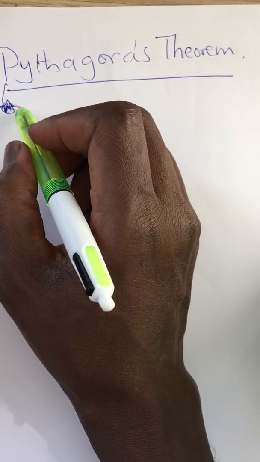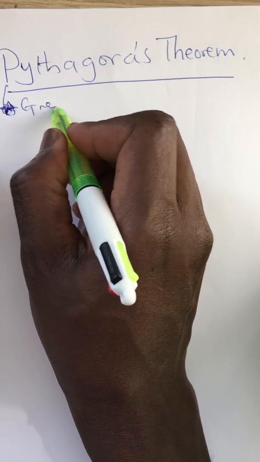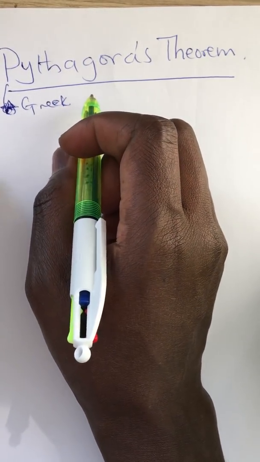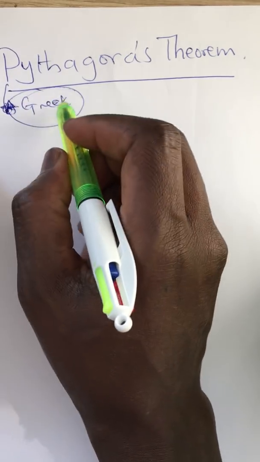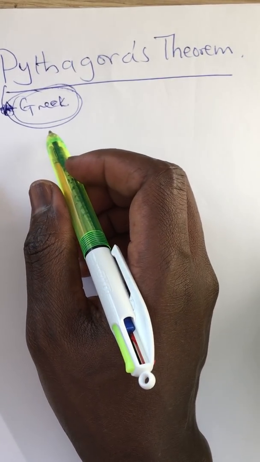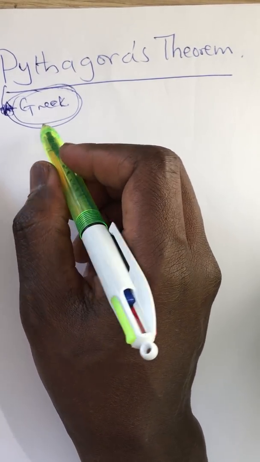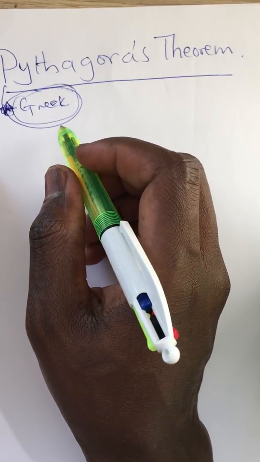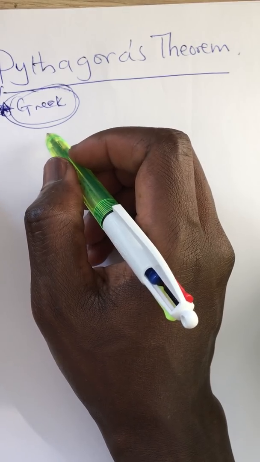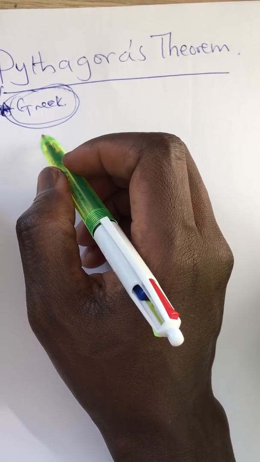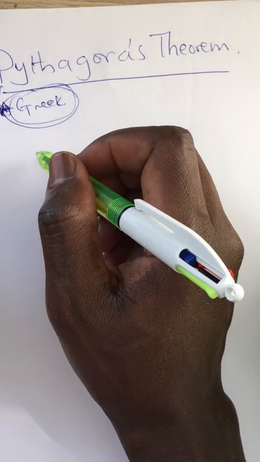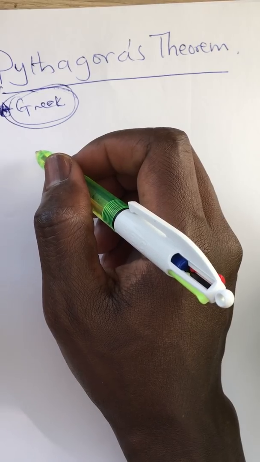Pythagoras was a Greek mathematician who brought up this theorem called Pythagoras theorem. We're not going to go into the history, but he was a great philosopher who defined it, and he came up with a theorem which states that the square of the longest side of a right angled triangle is equal to the sum of the square of the two remaining sides.